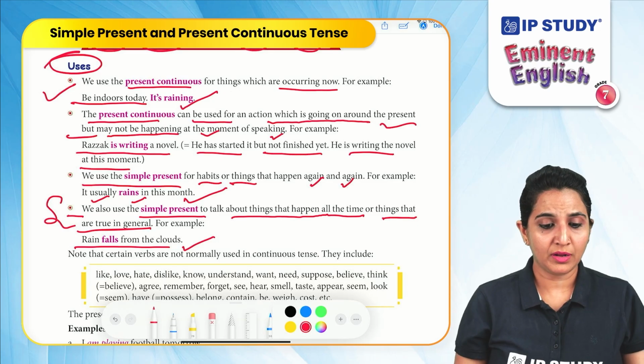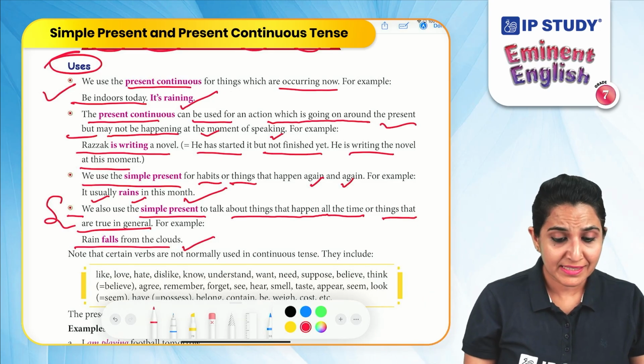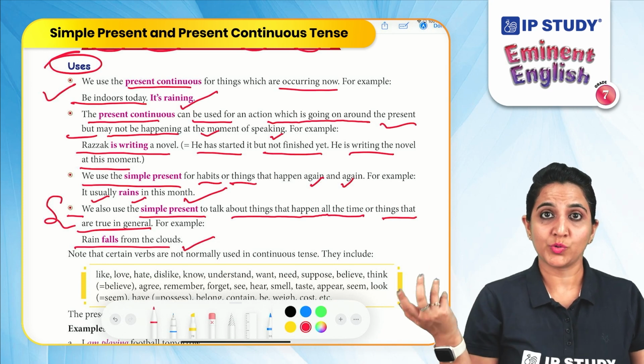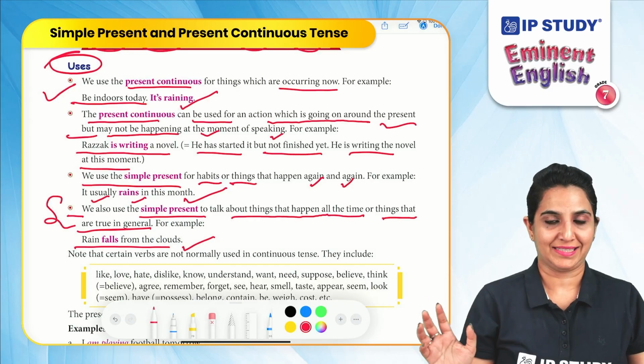For example, we go to school every day. It usually rains in this month. Okay? Ram goes to school every day. So all of these are simple present tense.